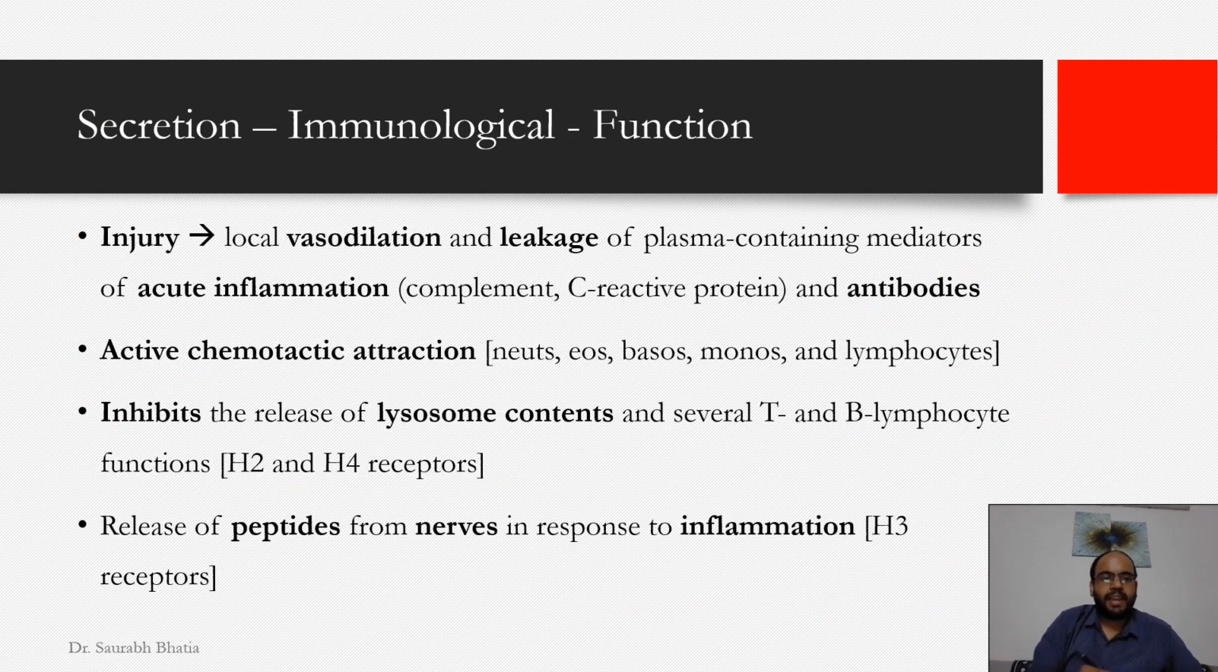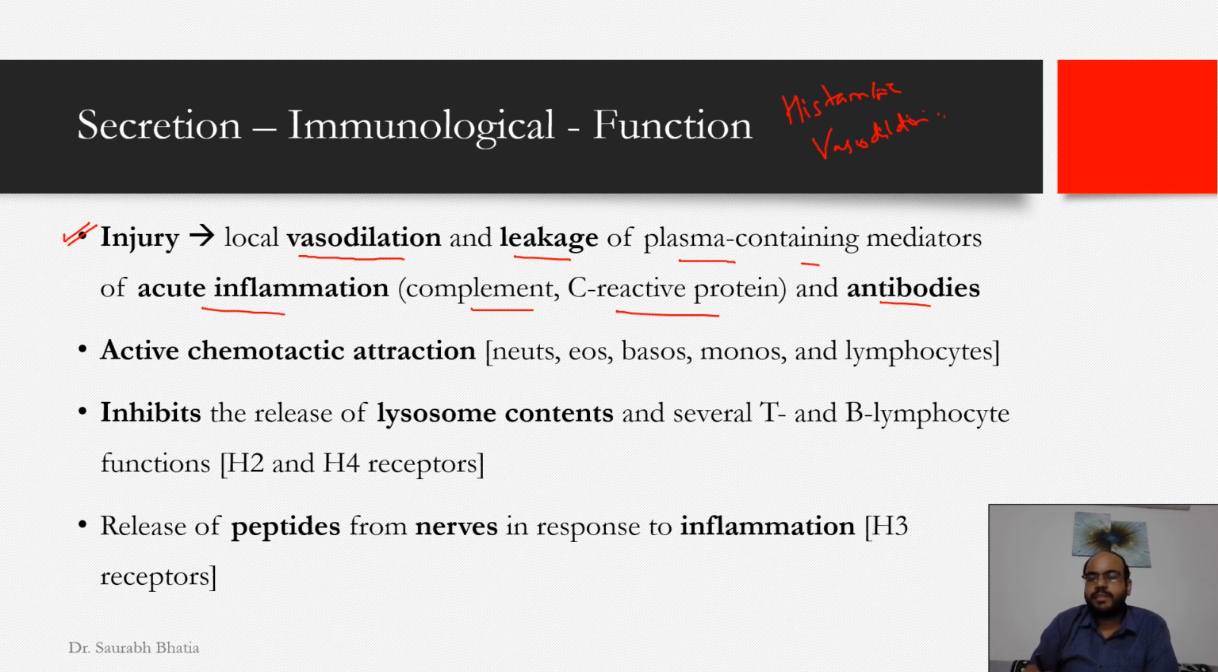So in case of any injury to the site, now this is very important in disorders like dermographic urticaria, or let's say papular urticaria, or insect bite hypersensitivity reaction. These points become very important in that context. Whenever there's an injury, there's a local vasodilation and leakage of plasma containing mediators of acute inflammation, which is complement and C-reactive protein, along with a lot of antibodies. Remember that histamine is also a vasodilator.